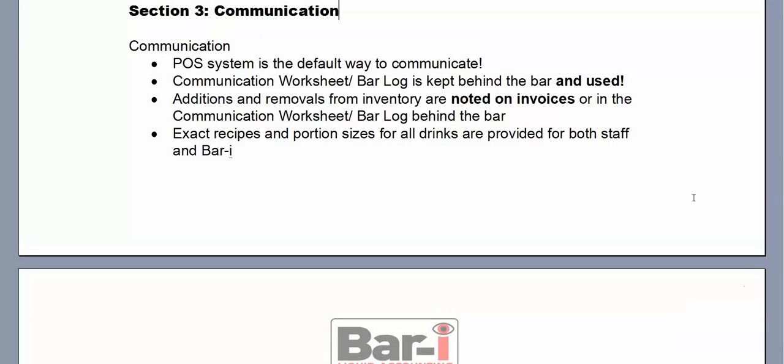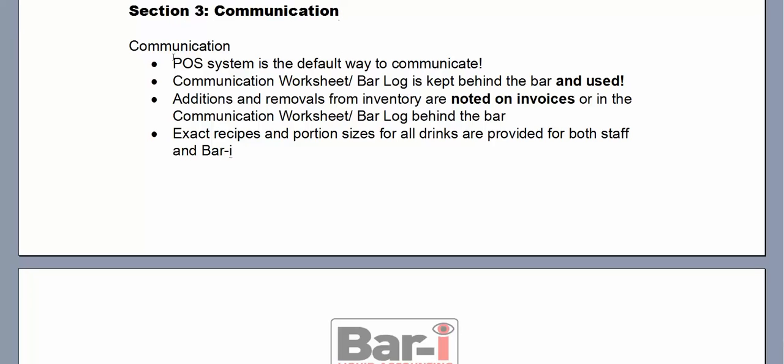So, section 3, communication. As we've seen, for the most part, you'll communicate through the point of sale system, and we'll be able to know what was delivered according to your invoices. But anytime we can't see what's going on based on the invoices or based on what's coming out of the sales report, it's important that you communicate that to us. So let's talk about the communication in a little bit more detail.